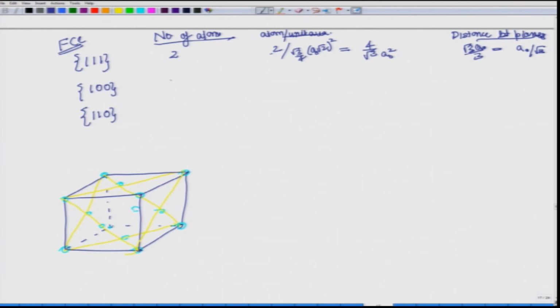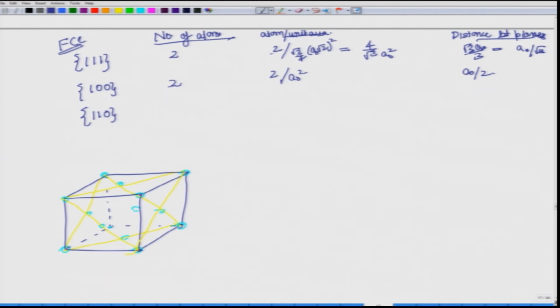For the 100 plane, again this is very easy to see. This is the 100 plane. How many atoms are there? 2. What is the number of atoms per unit area? So, the area is A naught square, so 2 by A naught square, and the distance between the planes: this is one plane, this is another plane, the distance is equal to A naught by 2. Now let us look at the third plane, which is 110.